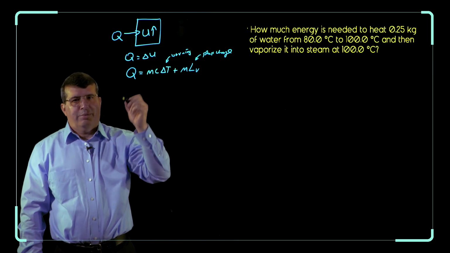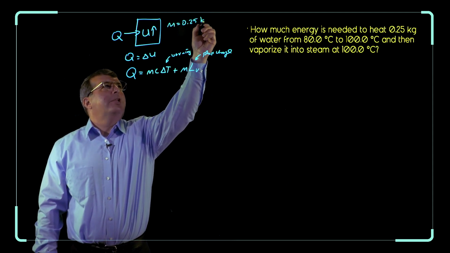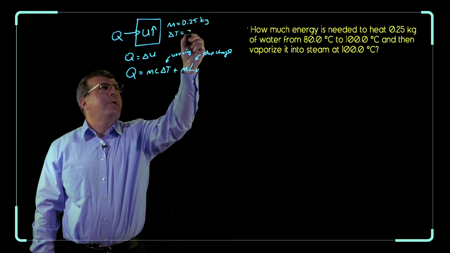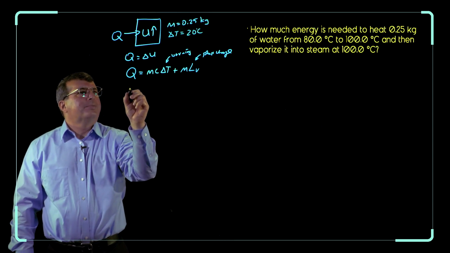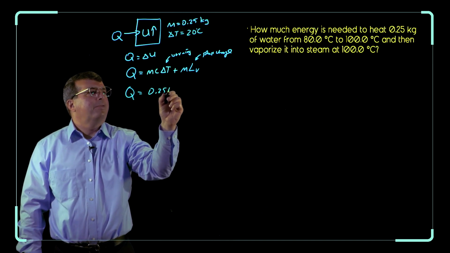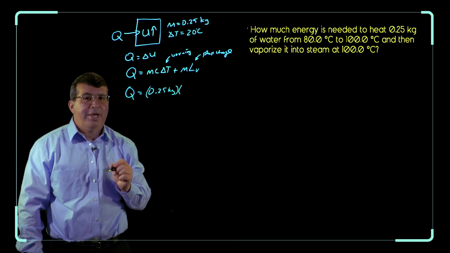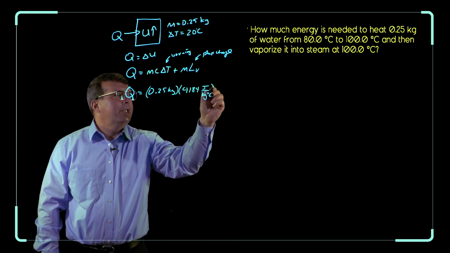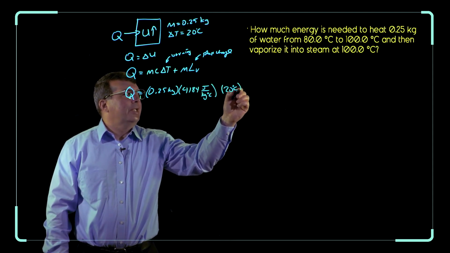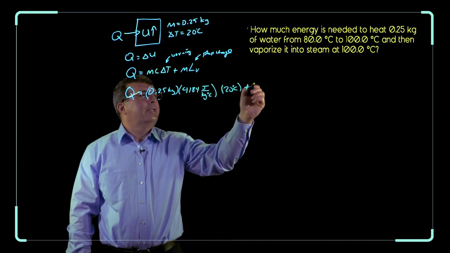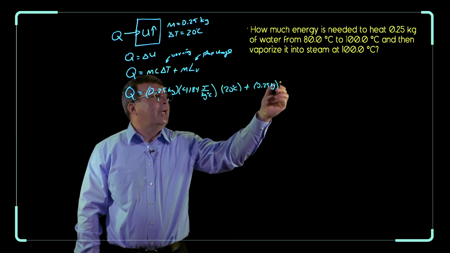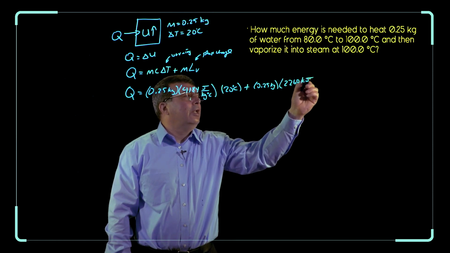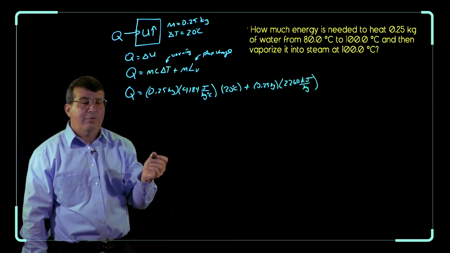Okay, let's start with the mass. The mass is 0.25 kilograms of water. When we warm, the change in temperature is 20 degrees Celsius from 80 to 100. And so the mass is 0.25 kilograms. The specific heat capacity of water is 4184 joules per kilogram degree C. And the change in temperature is 20 degrees C. And then we have to add 0.25 kilograms times the latent heat of vaporization of the water, which is 2,260 kilojoules per kilogram.